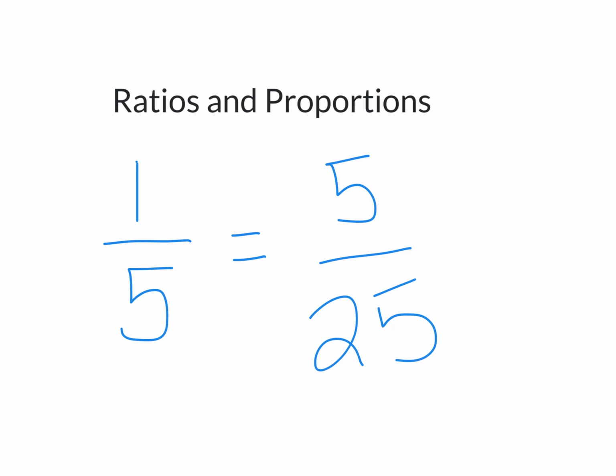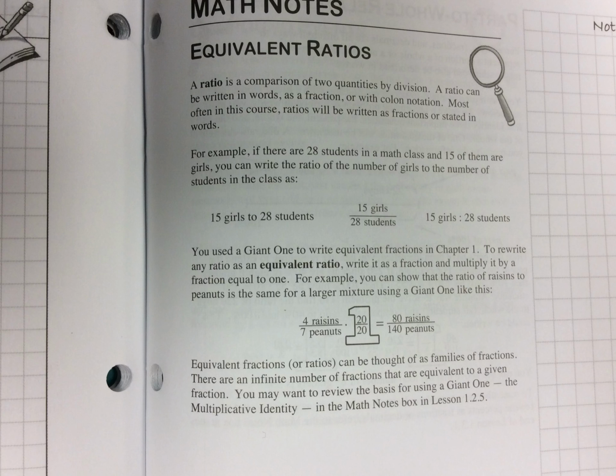Okay, today we're going to talk about ratios and proportions. Here's what your toolkit entry looks like on ratios. A ratio is a comparison of two quantities by division. A ratio can be written in words, as a fraction, or with colon notation. So just keep in mind that a ratio is really just a fraction.